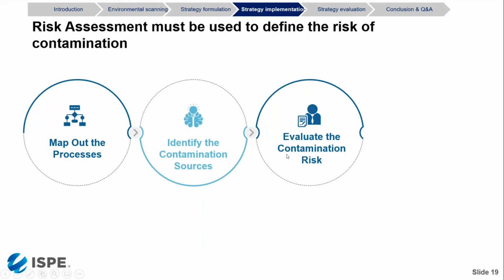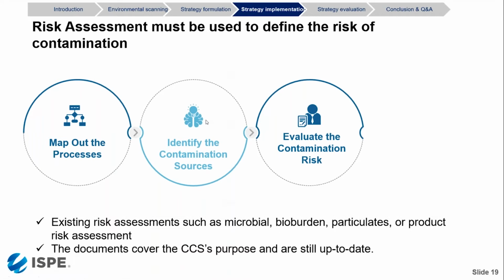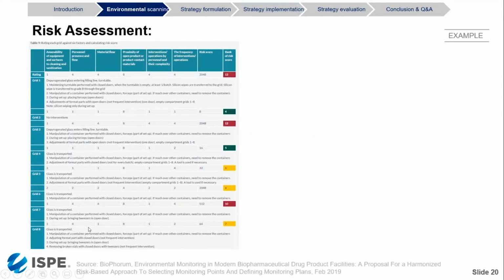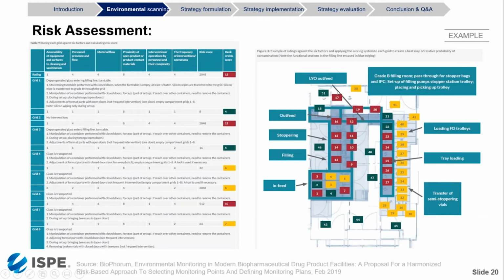So now you have developed your risk assessment based on the mapping of your process and understanding the different sources of contamination. Let's go back to our exercise. They have defined each level of risk depending on each process that has been mapped. And I like this because they then created a heat map of the relative probability of risk of contamination to help decide where to remediate and where the control must be implemented.